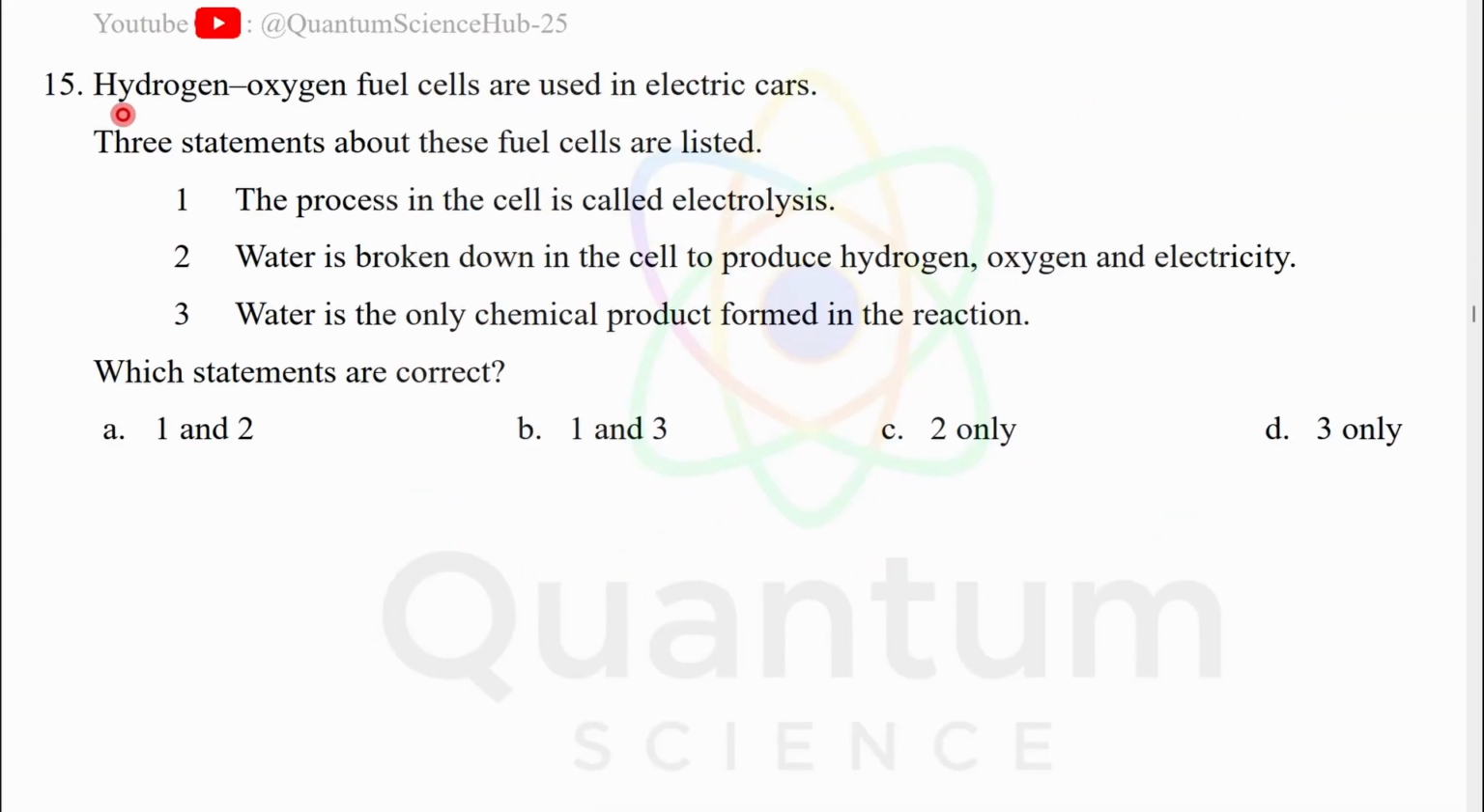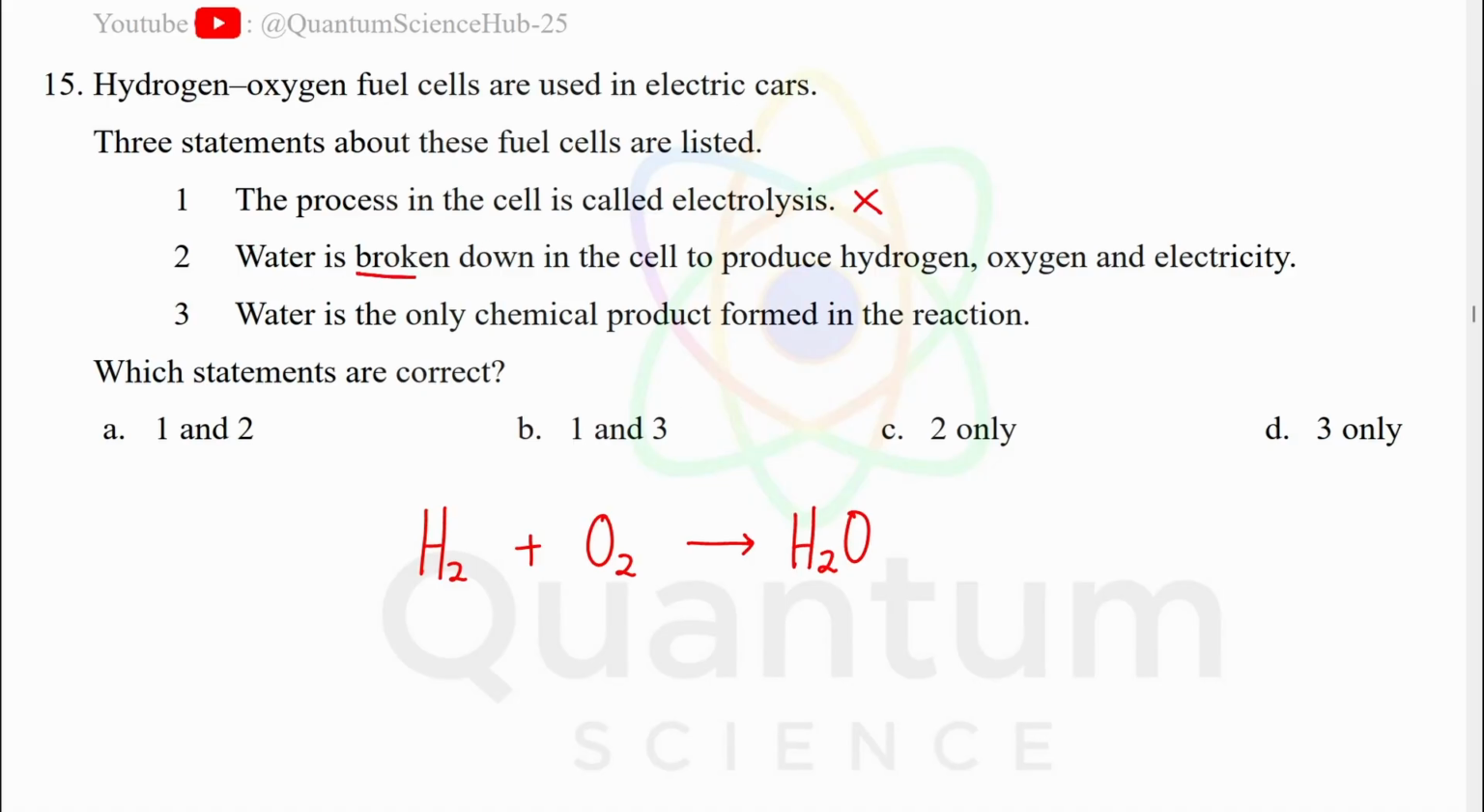Question 15. Hydrogen-oxygen fuel cells are used in electric cars. Three statements about these fuel cells are listed. Which statements are correct? Okay, let's check each statement in here. Statement 1. The process in the cell is called electrolysis. This one is wrong because this is not electrolysis. It's just the reaction between hydrogen and oxygen, which produces water, right? There is no electrolysis in the cell.